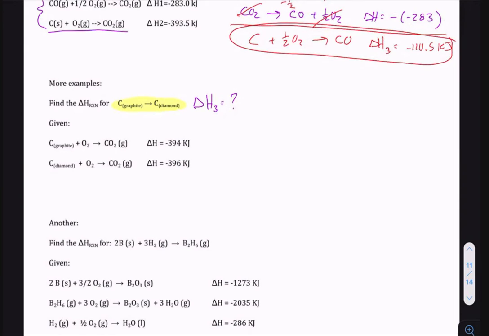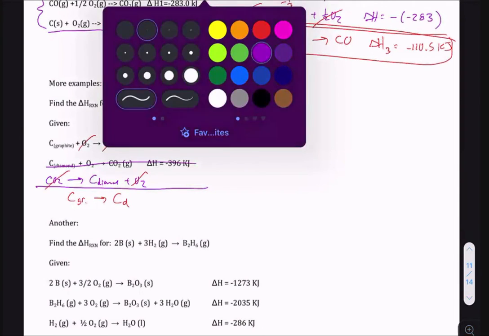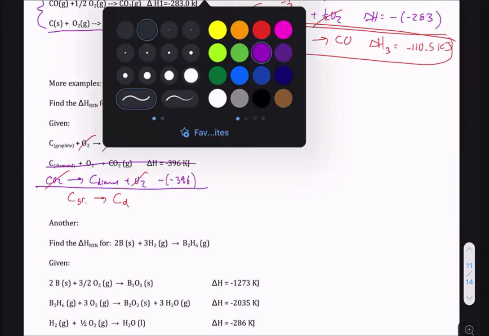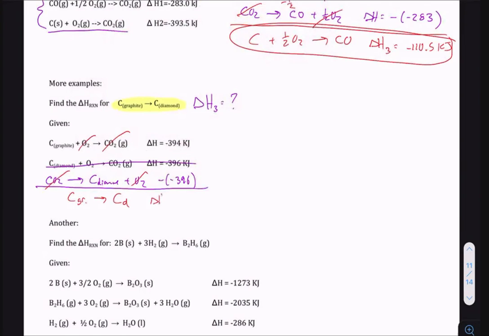The second one, yeah. So let's rewrite this as CO2 forms carbon in diamond form plus O2. So when I combine these two together, the CO2 cancels, the O2 cancels, and what you end up with is C graphite forms C diamond. Now when I flipped it, this is the opposite of negative 396, or in other words, it's positive 396. So delta H is equal to 2.